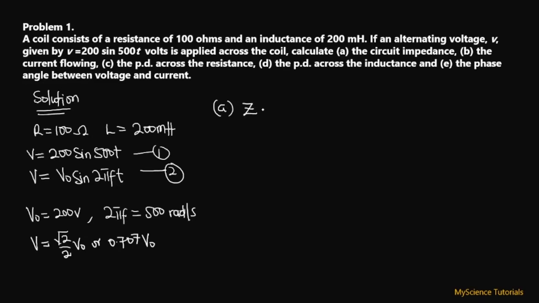So we know that the impedance in an R and L circuit is equal to the root of the resistance squared plus the inductive reactance squared. But if we look at the parameters that we have, the resistance, we have the inductance, but we don't have the inductive reactance. So we need to find that first. So XL is equal to, from our previous tutorial, we established the fact that XL is equal to 2 pi FL, where F is the frequency, and L is the inductance that has been given to us over here.